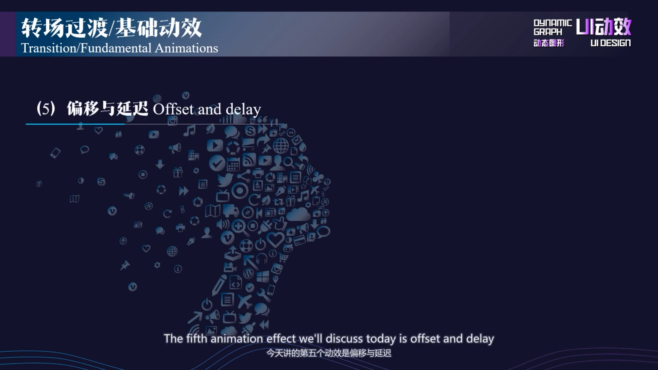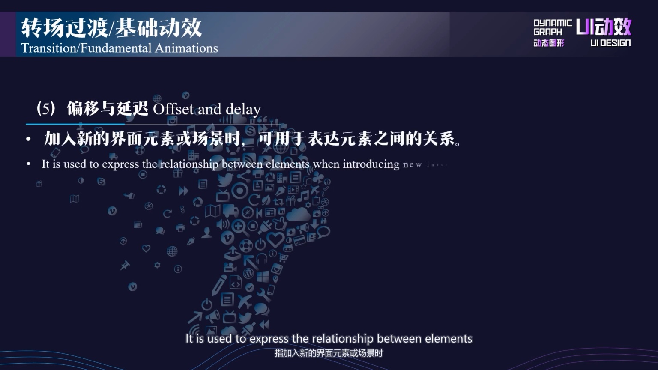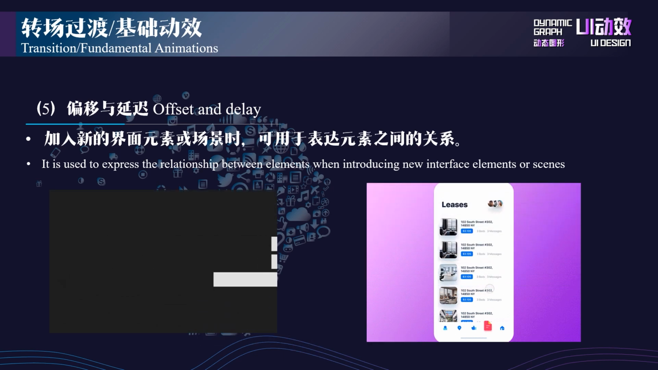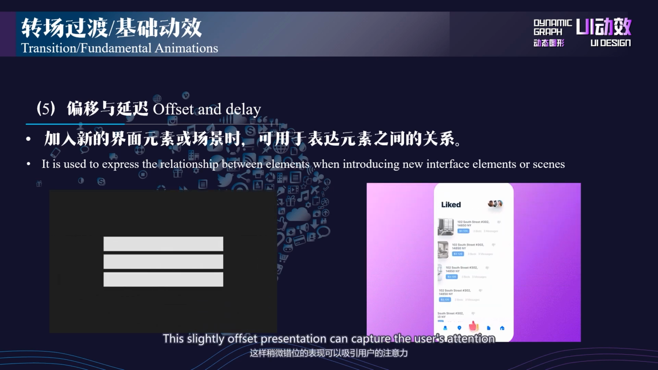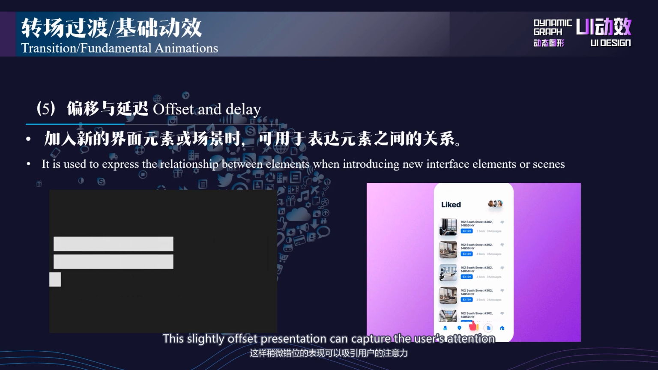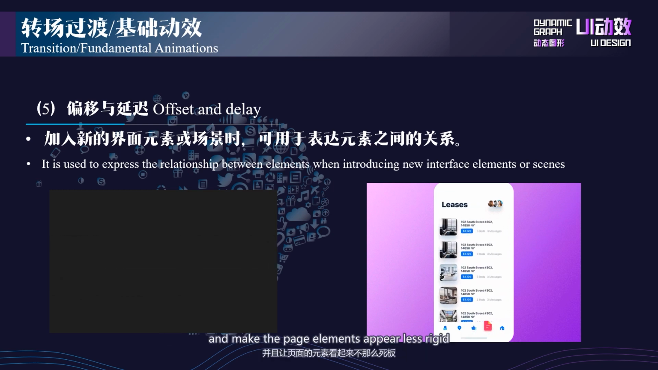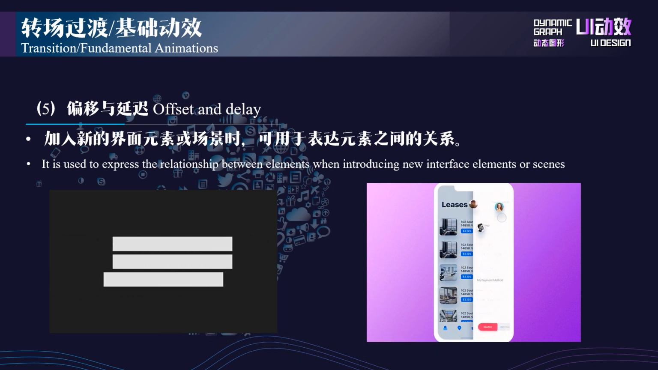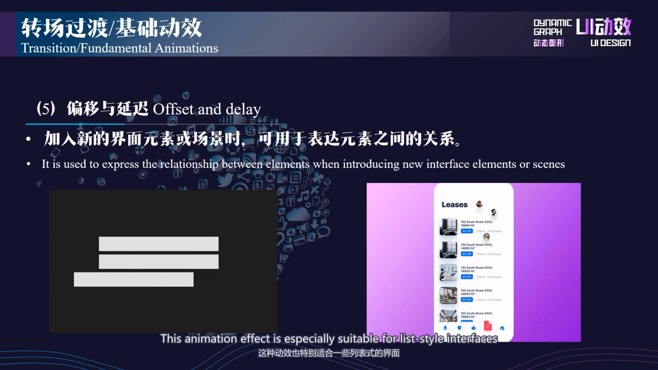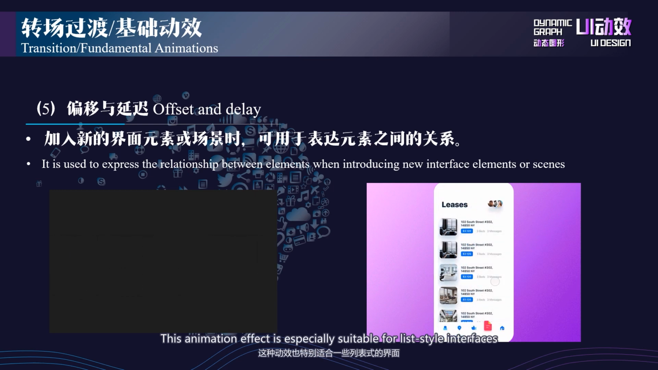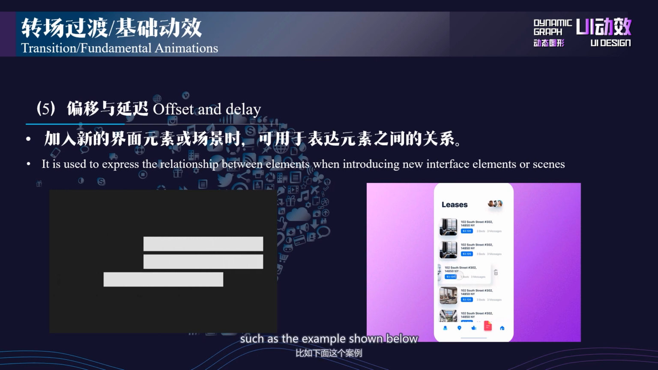The fifth animation effect we'll discuss today is offset and delay. It is used to express the relationship between elements when introducing new interface elements or themes. This slightly offset presentation can capture the user's attention and make the page elements appear less rigid. This animation effect is especially suitable for list-style interfaces, such as the example shown below.